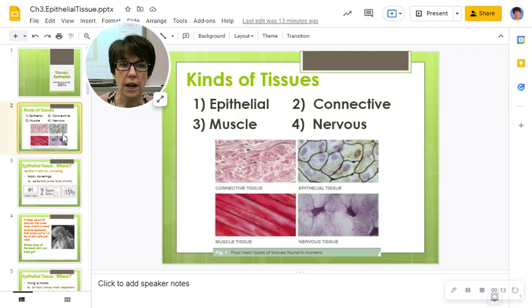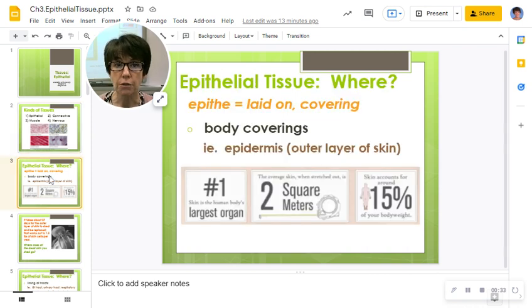So yesterday you did an activity where you were introduced to the 4 basic kinds of tissues in the human body and got a brief introduction to those tissues and what they do for us. So today we're going to focus on the epithelial tissue, where it is, its structure, and some of its many functions. So let's start first with where our epithelial tissue is.